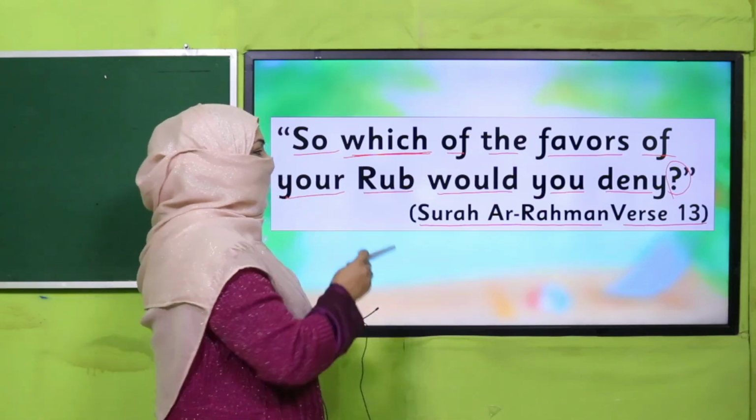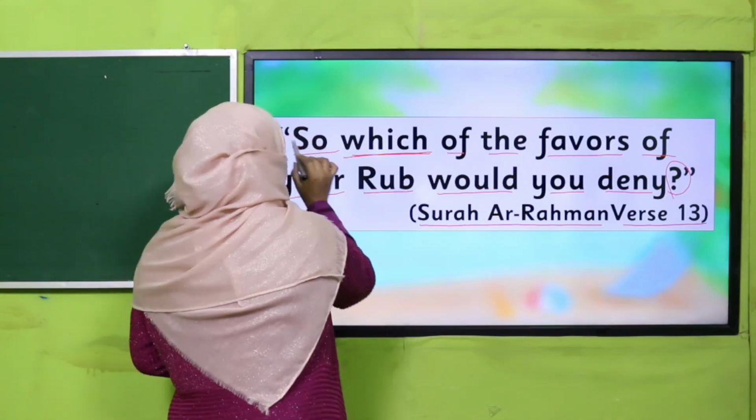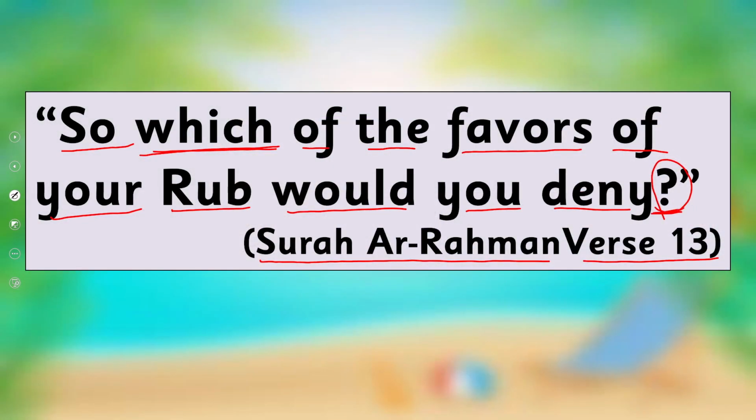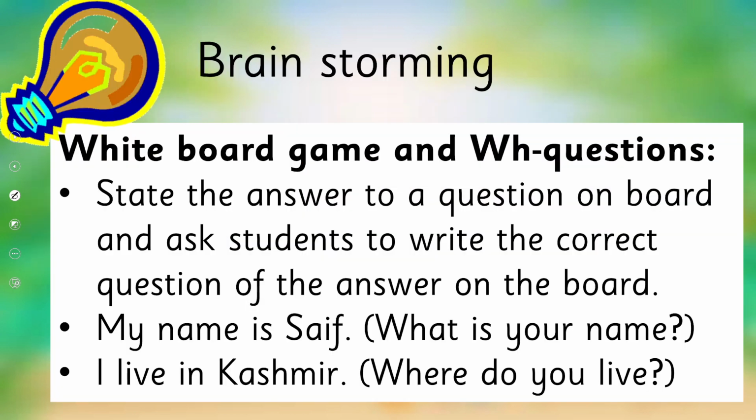Right? Now, my dear students, look at the structure of this sentence. There is a question mark. Why? Because it's a question. And how do we find out? Because there is a question word, which. It is telling us this is a question. So what are question words?